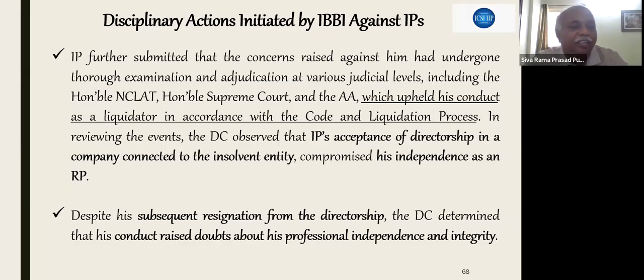Once he is the director of the sister concern of the insolvency company, how will he conduct a correct CIRP process?